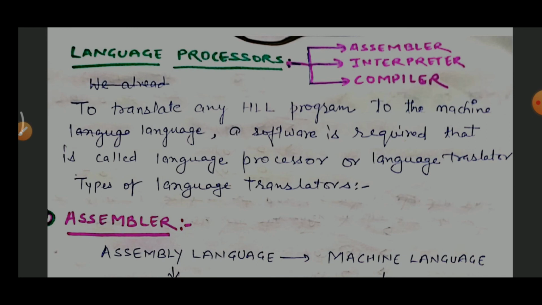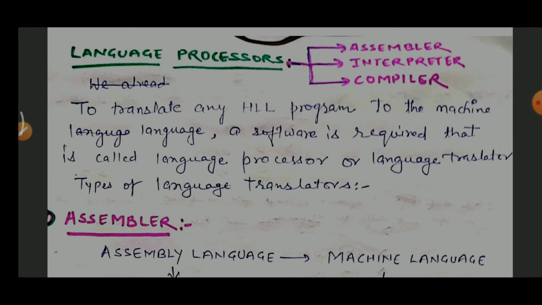The purpose of a language processor is to convert a program of any language, whether it is assembly language or high level language, into machine language. That is the job of the language processor, and it is also known as a language translator. There are three types of language processors: the first one is assembler, the second one is interpreter, and the third one is compiler.